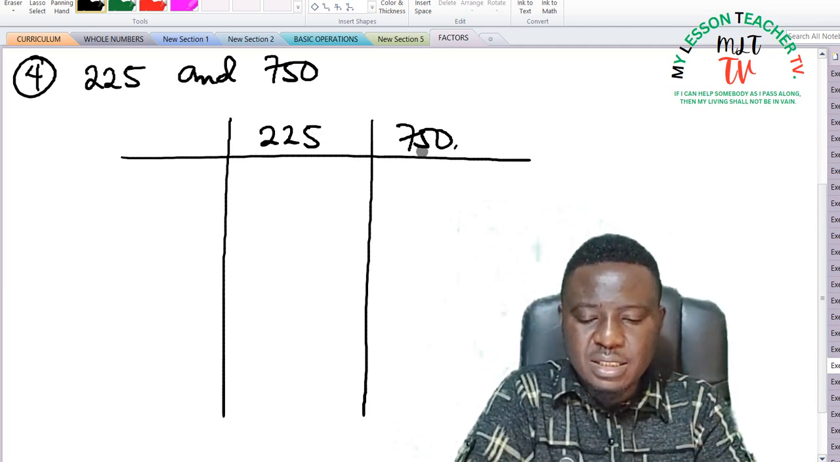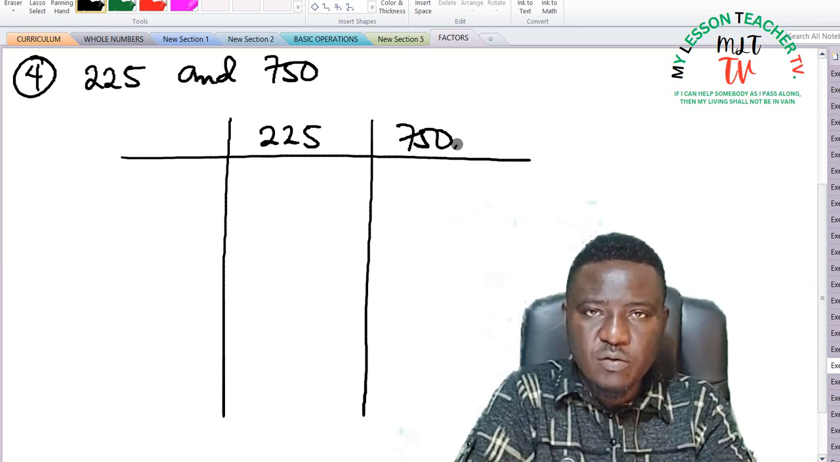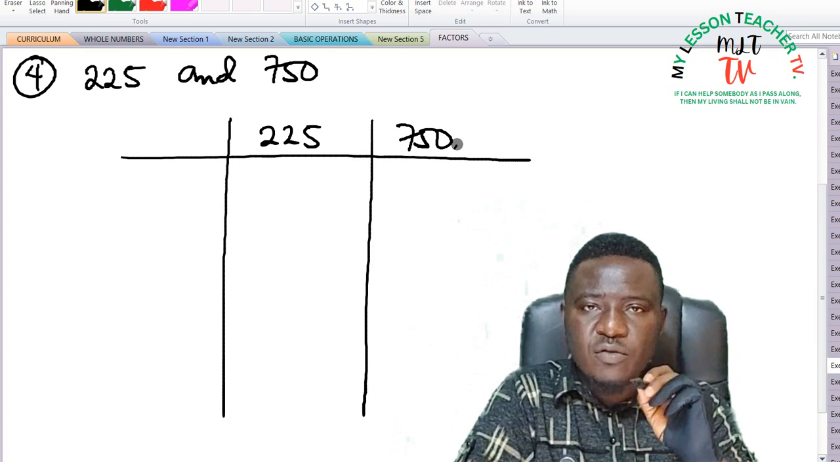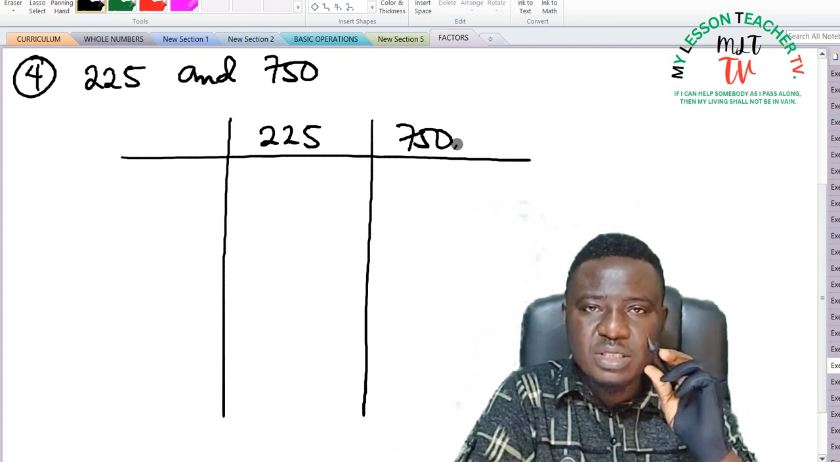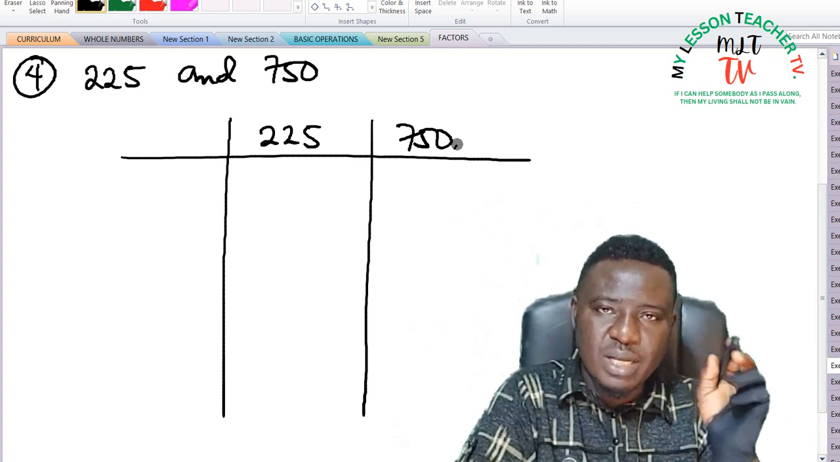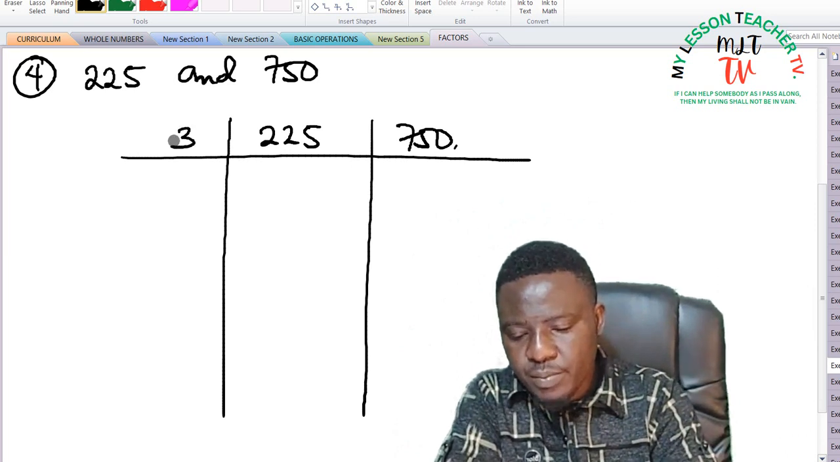What about 750? Yes, 7 plus 5 is 12, plus 0 is 12. So since 12 is divisible by 3, it therefore means that 750 is also divisible by 3. So we therefore use 3.